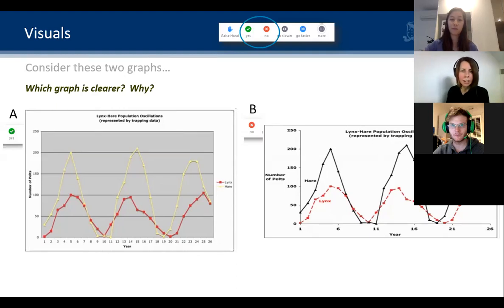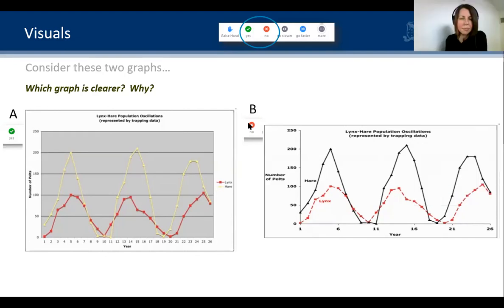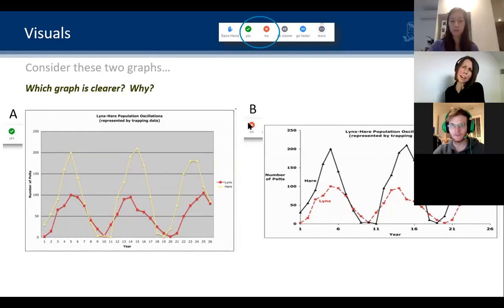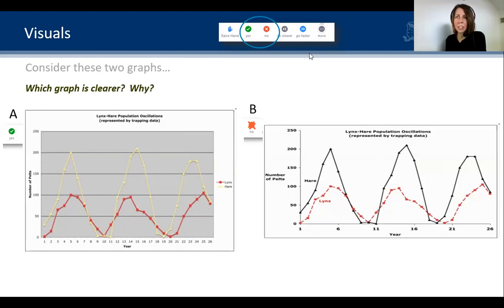Okay, looks like B is clearer. Can anyone tell me why? You can pop it in the chat if you like, or unmute yourself and let us know.